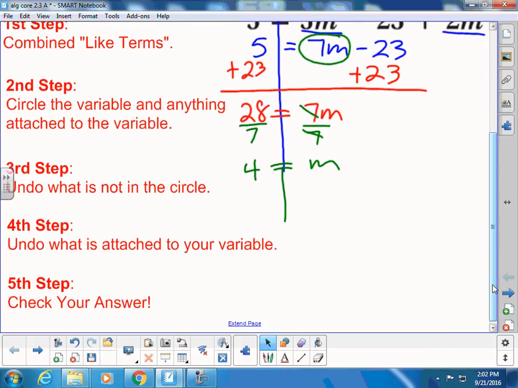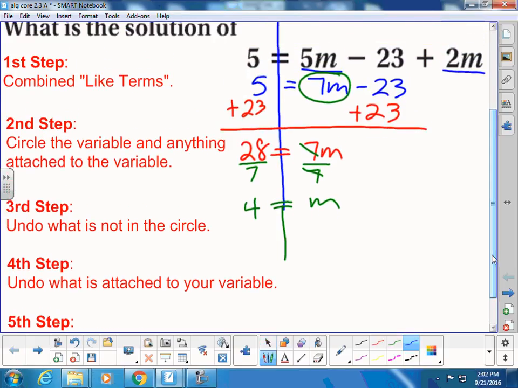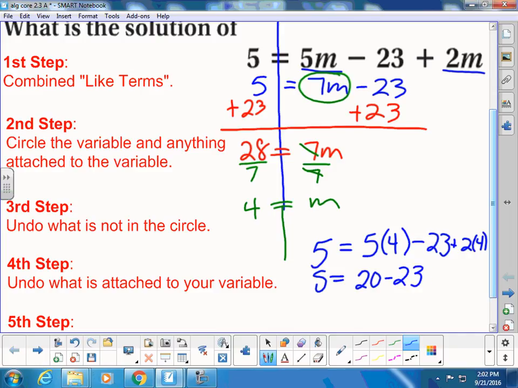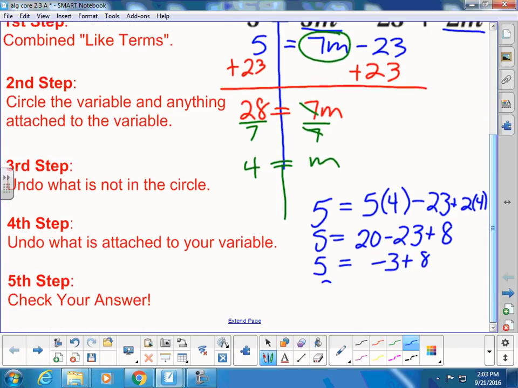Check our answer. What does that mean? We're going to take that 4 and plug it back in and see if it works. So if I plug that back in, I have 5 equals 5 times 4 minus 23 plus 2 times 4. So let's give it a try. 5 times 4 is 20, minus 23, plus 2 times 4 is 8. 20 minus 23 is negative 3, plus 8. We still have the 5 on that side. So this would be 5 equals negative 3 plus 8, which is 5. And our check is good. So we know that we did this right. That was our check answer step.